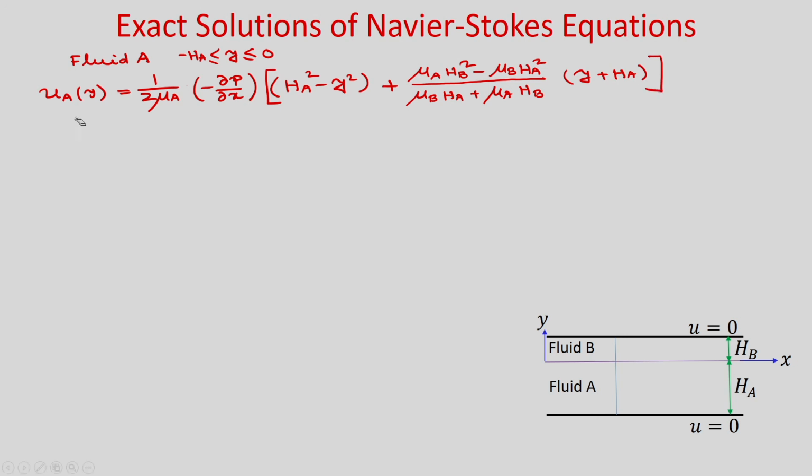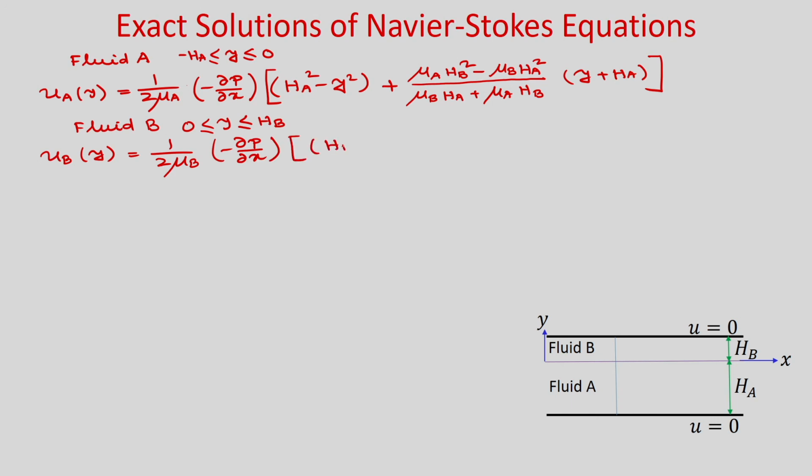Okay. Similarly, in fluid B layer where y varies between 0 and h_b, we can write the velocity distribution u_b, which is a function of y, as 1 by twice mu_b into minus del p by del x into (h_b square minus y square) plus (mu_a h_b square minus mu_b h_a square) divided by (mu_b h_a plus mu_a h_b) into (y minus h_b).